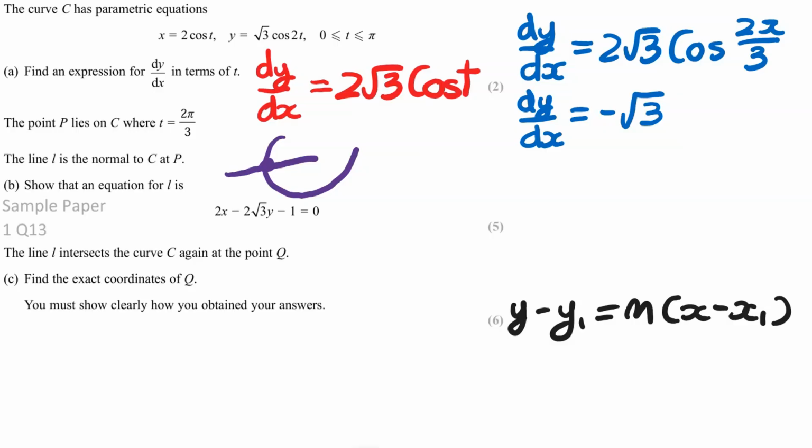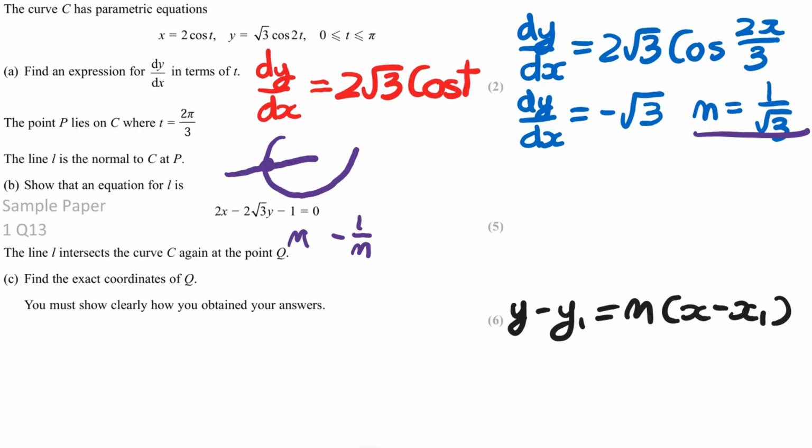However, this is not what we're looking for because remember the normal is perpendicular to the curve. And if you remember how perpendicular gradients work, if you have a gradient m, if you have a perpendicular line, its gradient is going to be the negative reciprocal of that gradient. So it's going to be minus 1 over m. So therefore, if the gradient on the curve is minus root 3, the negative reciprocal of minus root 3 is going to be positive 1 over root 3. So this here is the gradient of the normal because it's perpendicular to the curve.